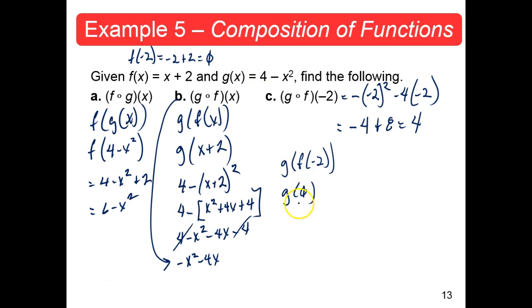Well, let's go here and do g of 0. What does that give you? 4 minus 0 squared, which is 4. And isn't that what we got here? Yes. Okay, so again, if they told us to do this and do that, once we had done that, it's easy to just plug in.